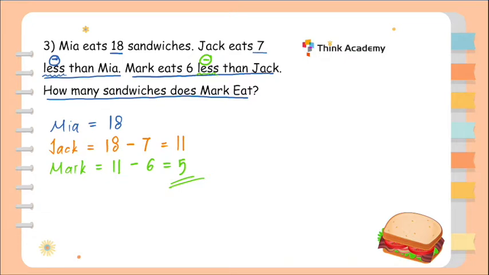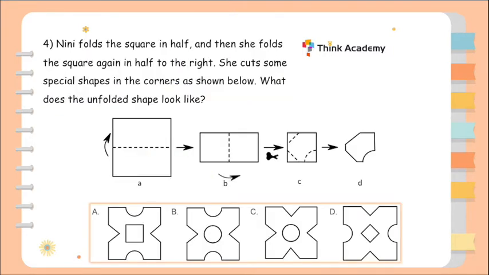So that is another great work. Okay, moving on to question number 4. Over here, Nini folds the square in half. And then she folds the square again in half to the right. After that, she cuts some special shapes in the corners as shown below. What does the unfolded shape look like? So we're looking for the unfolded shape.